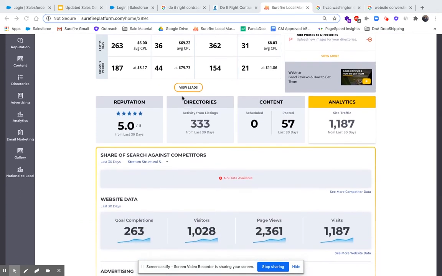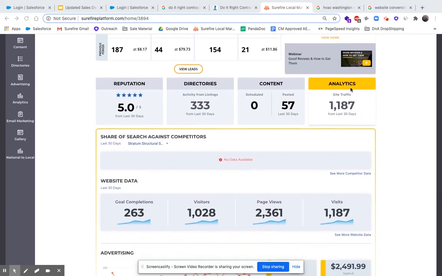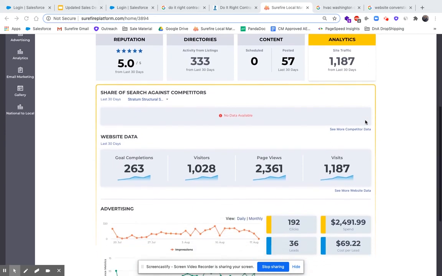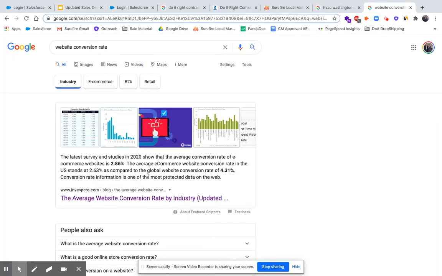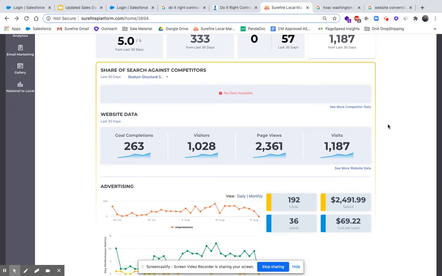Now, down here, there's a couple different tabs that we have. One of these here is your analytics. So this looks at your total website traffic that you have. And one thing that's really important to understand is the relationship from visits to goal completions. So when we look at this, the industry average is somewhere between 2 and 5% of the overall traffic should convert into a lead. So that is a really, really important benchmark for you to understand.